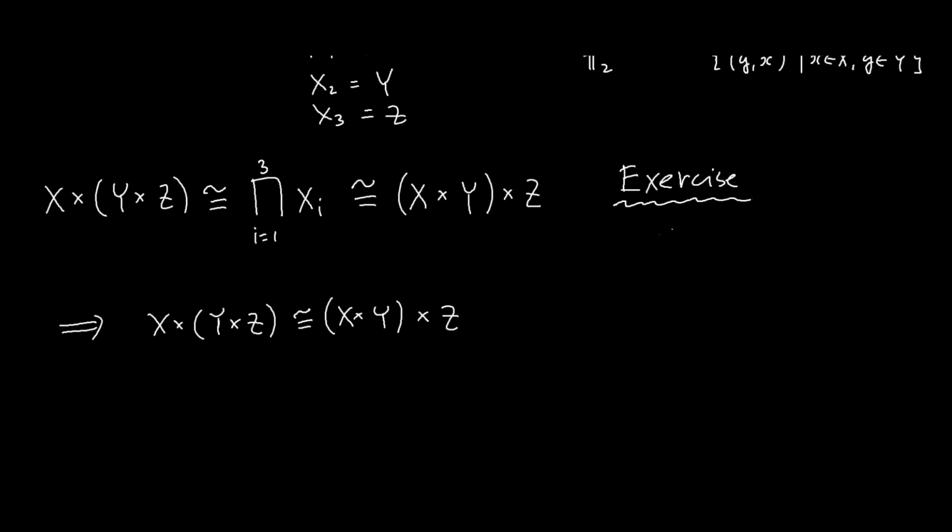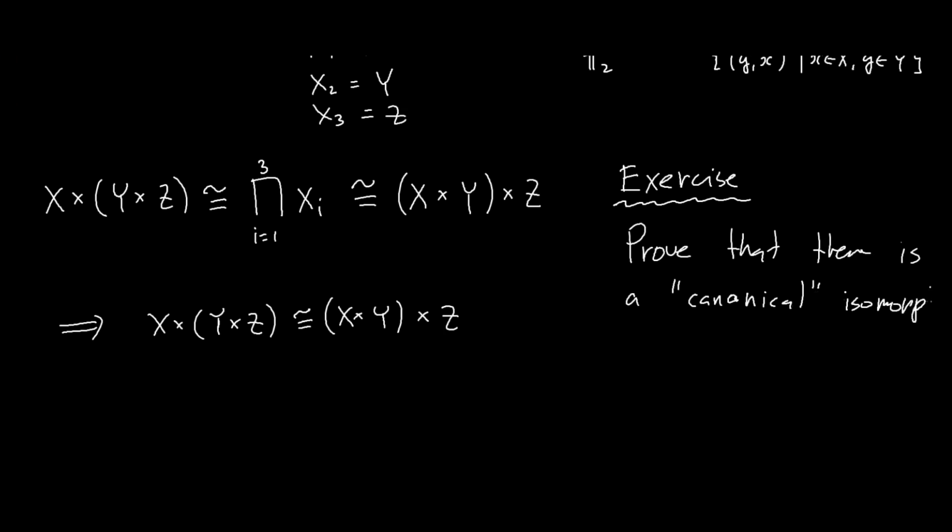Okay, so what is the exercise about? Prove that there is a canonical isomorphism between x times y times z and x times y times z.